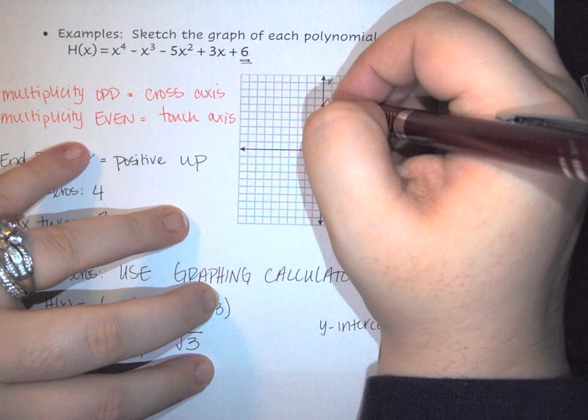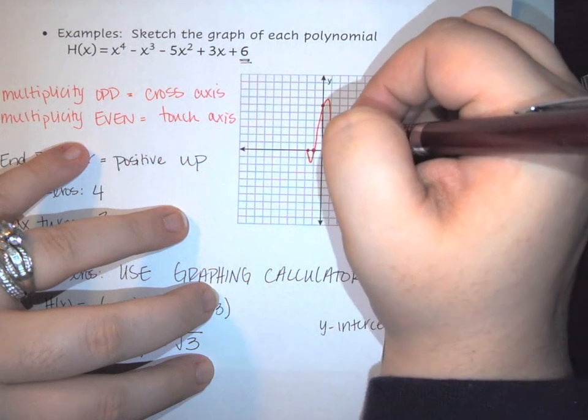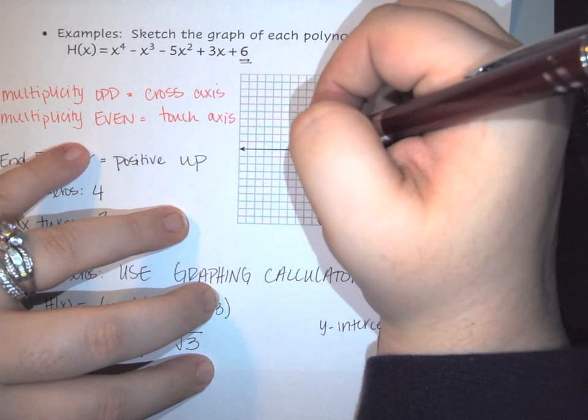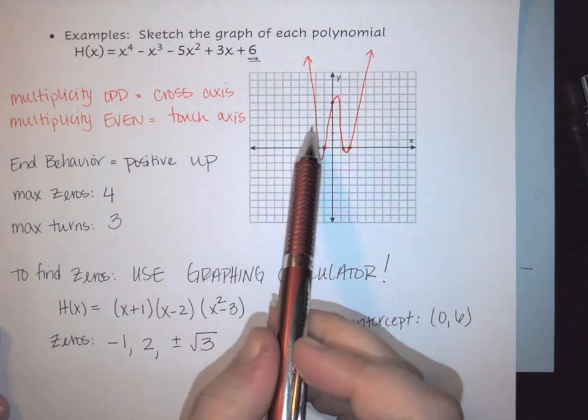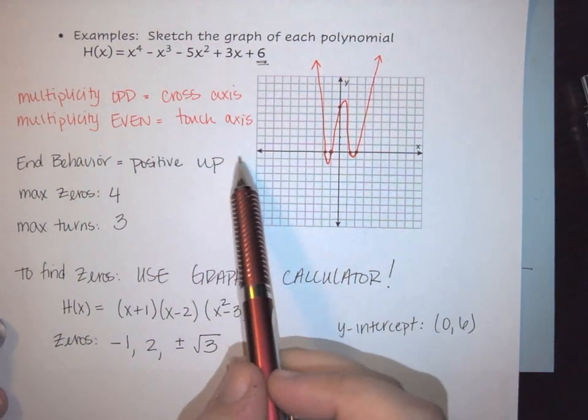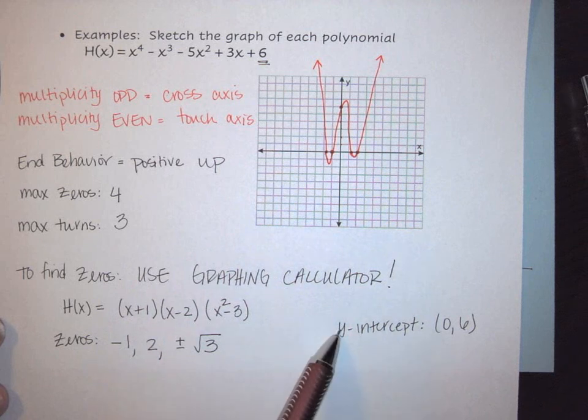We're just sketching the graph to the best of our ability, making sure that my end behavior is pointing in the direction it's supposed to, and that the zeros and the intercept have been graphed as well.